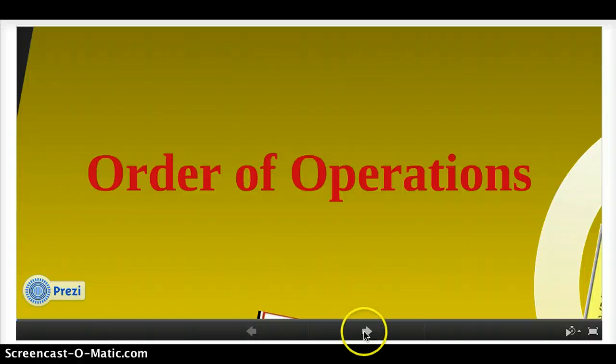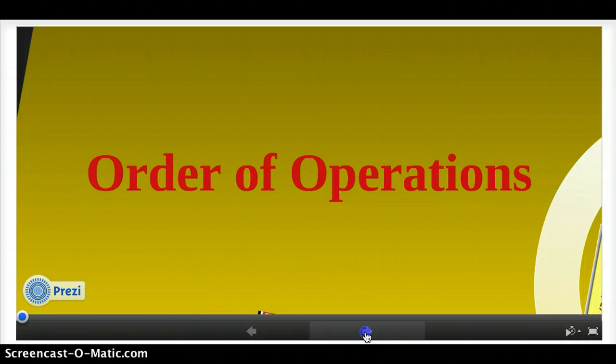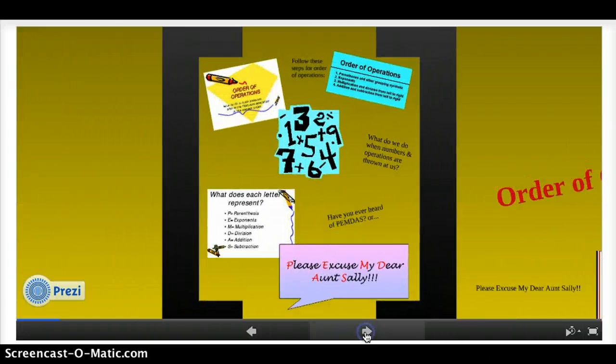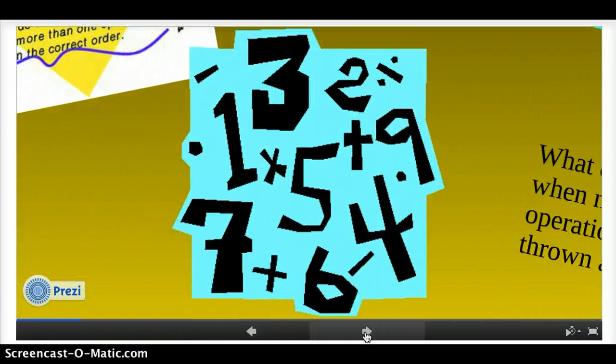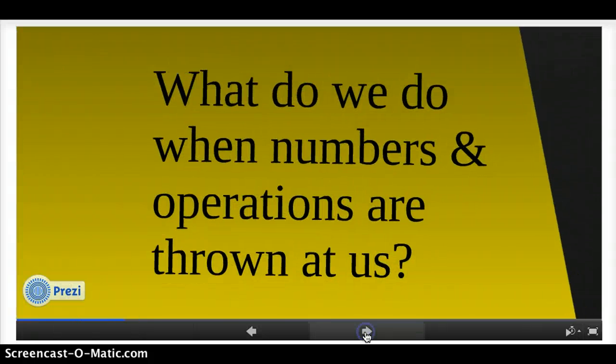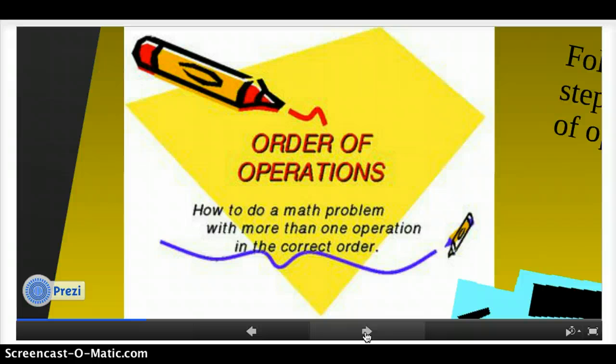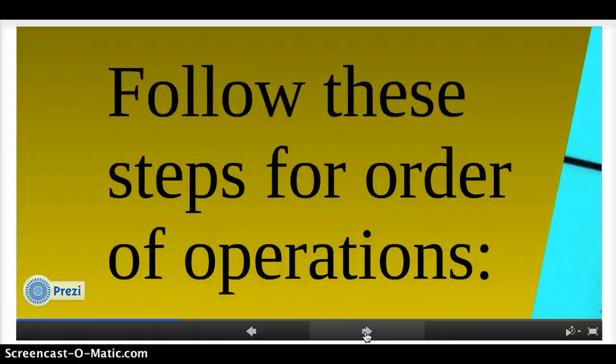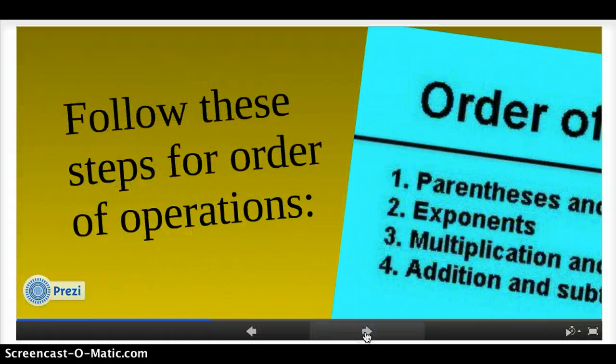Okay, today we're going to look at order of operations. All right, so you've got all kinds of numbers and all kinds of different operations. So what do you do when they're all thrown together? So we use order of operations. Because there has to be a correct order, otherwise you can get different answers. So here are your steps.